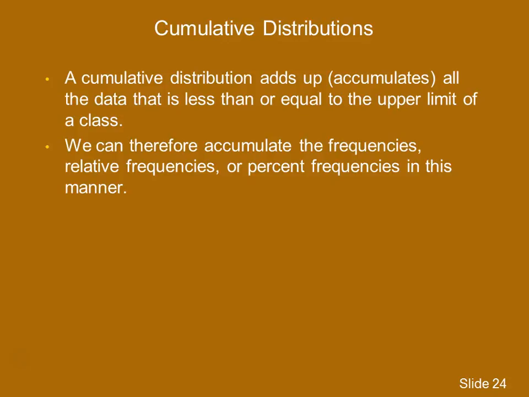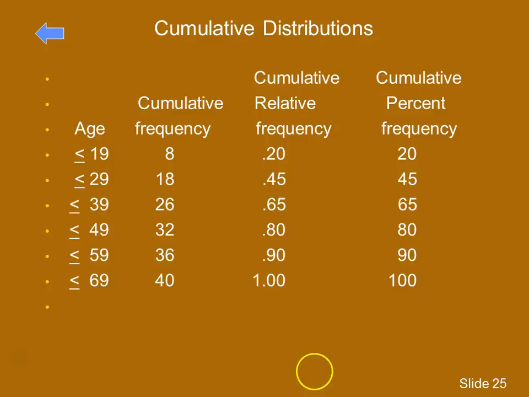There's another table that we can do now with quantitative data that we couldn't do with categorical data. We can do what are called cumulative distributions. A cumulative will add up or accumulate all the data less than or equal to the upper limit of your classes. Once again, we can accumulate the frequencies, or the relative frequencies, or the percent frequencies. Let's take a look at a cumulative, and then we'll flash back and show you exactly where these numbers come from.